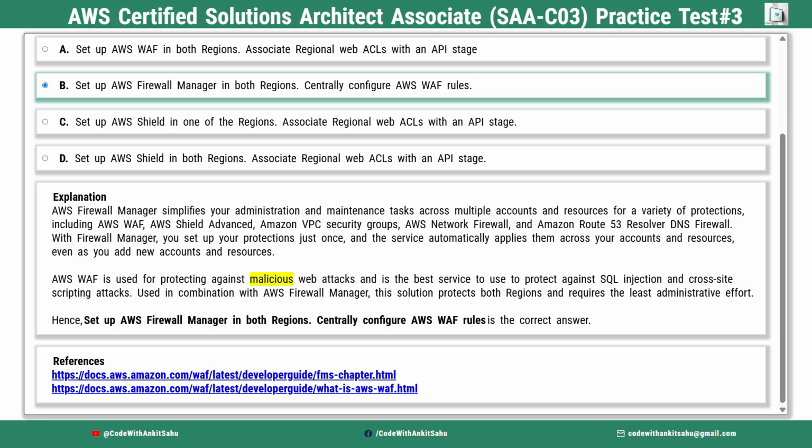AWS WAF is used for protecting against malicious web attacks and is the best service to use to protect against SQL injection and cross-site scripting attacks. Used in combination with AWS Firewall Manager, this solution protects both regions and requires the least administrative effort. Hence, set up AWS Firewall Manager in both regions. Centrally configure AWS WAF rules is the correct answer. References.